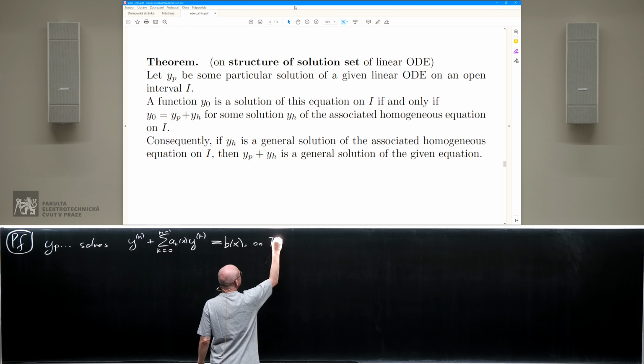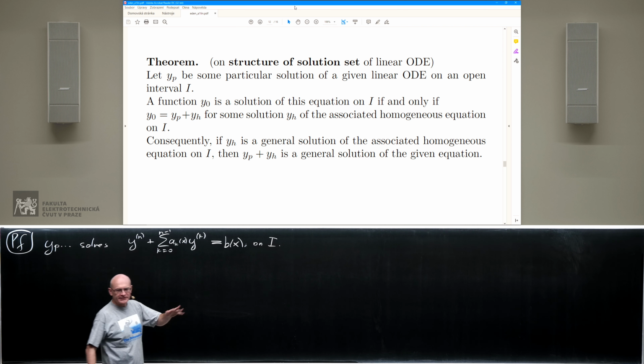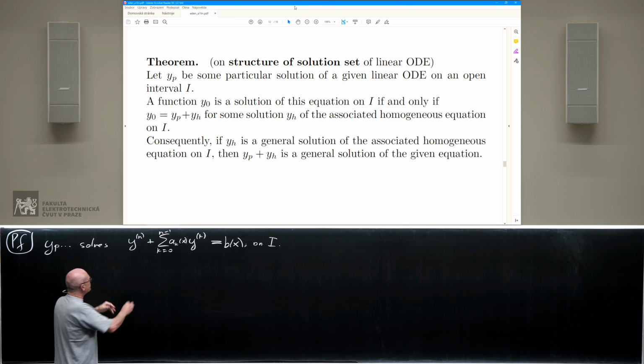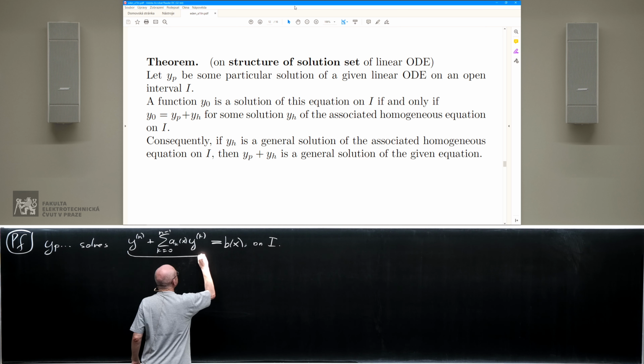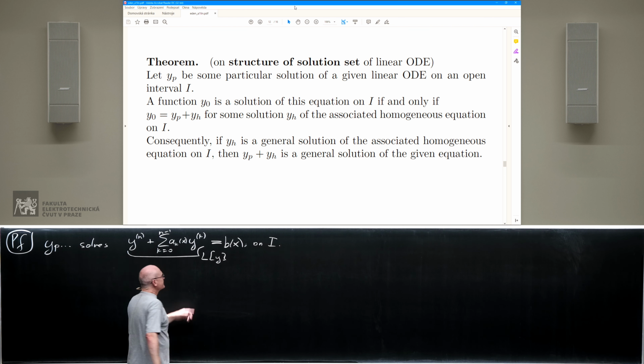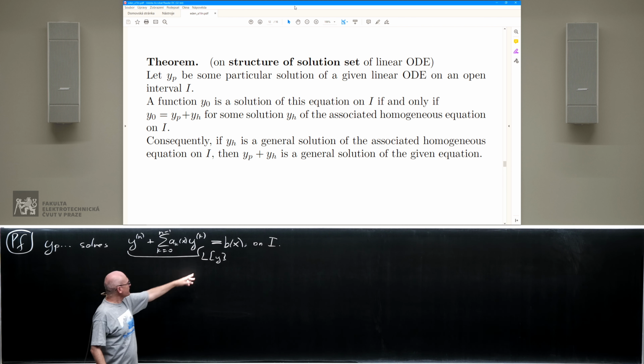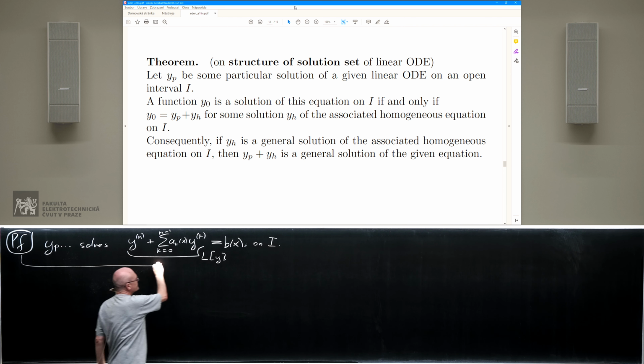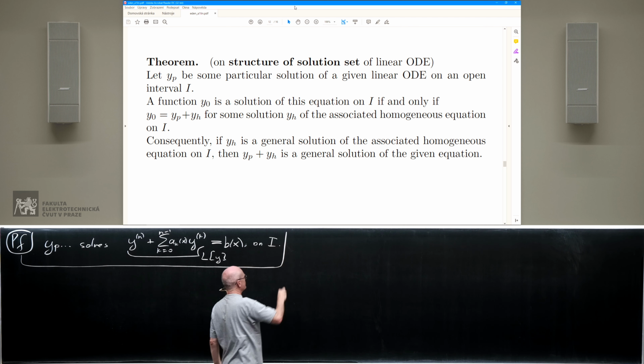This is happening on some interval I. Now it's mathematically correct. When we have a solution, we always have to specify the region of validity. To simplify my life, I will take this right-hand side, and I will assume that it defines some mapping, Ly. L stands for linear or for left-hand side, okay? So that's the assumption of this theorem, a general, universal assumption.